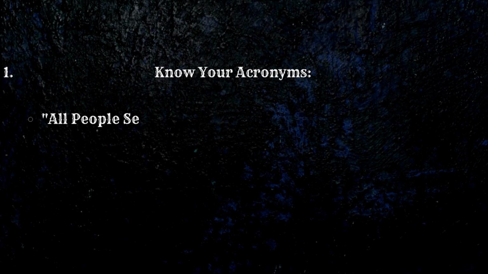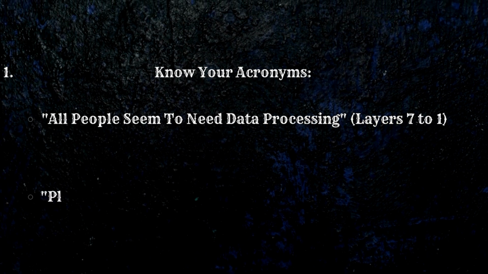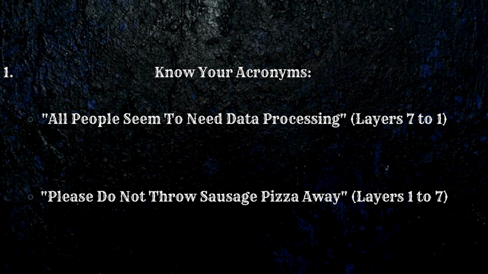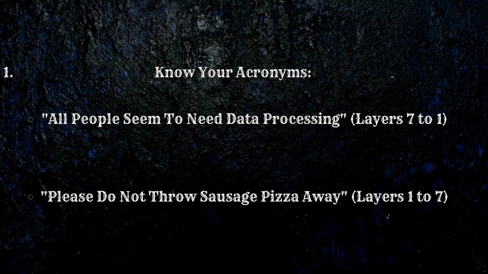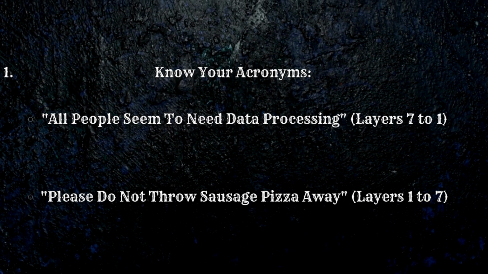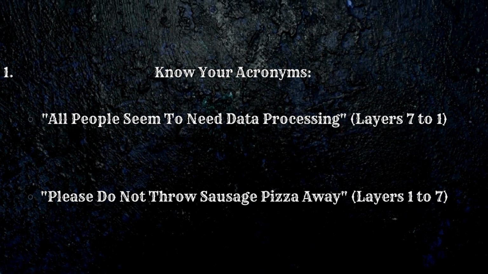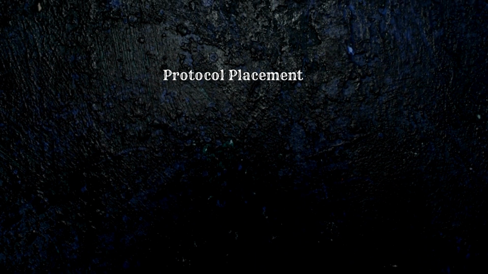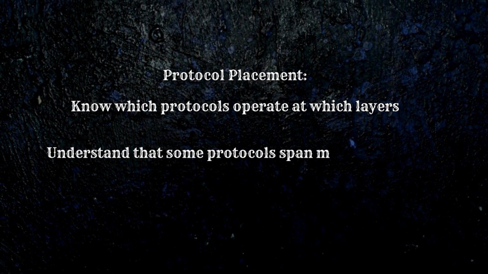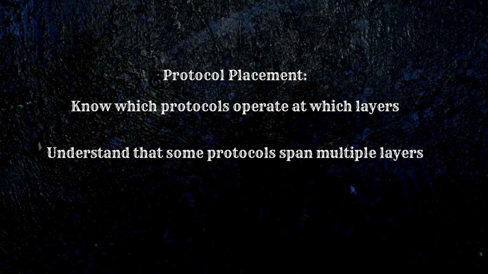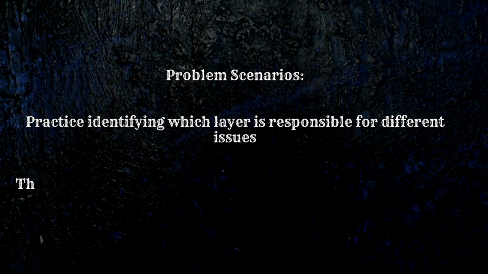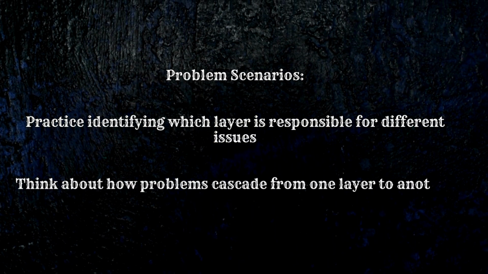The Network Plus exam loves to test your understanding of the OSI model. Here are some key tips. Know your acronyms. All people seem to need data processing, layers 7 to 1. And if you don't like it that way, we can always go with the more common, please do not throw sausage pizza away, layers 1 to 7. Protocol placement: know which protocols operate at which layers. Understand that some protocols span multiple layers. Some problem scenarios: practice identifying which layer is responsible for different issues. Think about how problems cascade from one layer to another.